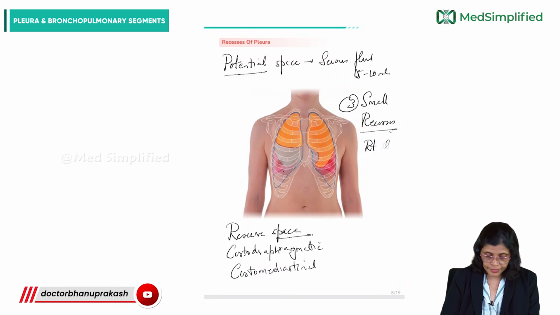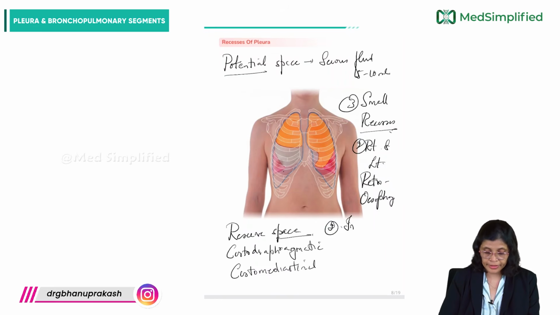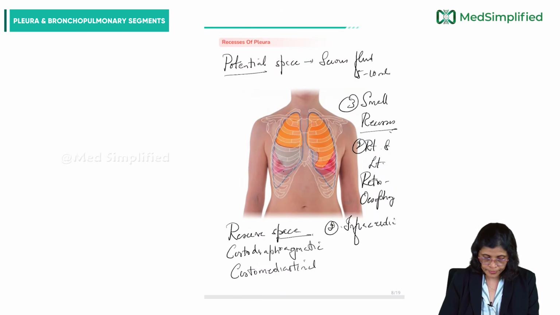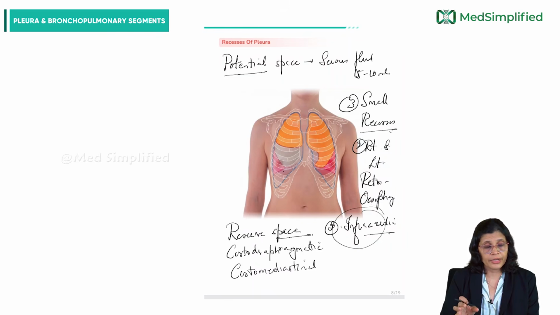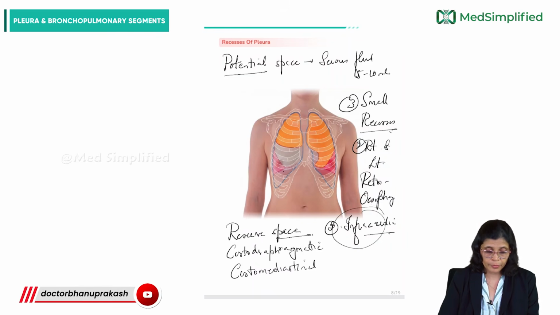So, three small recesses. One is the right and left retroesophageal recess. Another one is the infracardiac recess. So two here: right and left paired retroesophageal recess, and infracardiac. It is a small recess that we see on the right pleural side, which extends a little beneath the inferior vena cava. So that is the infracardiac. These are the recesses of the pleura. Mainly the costodiaphragmatic and costomediastinal recesses are important here.